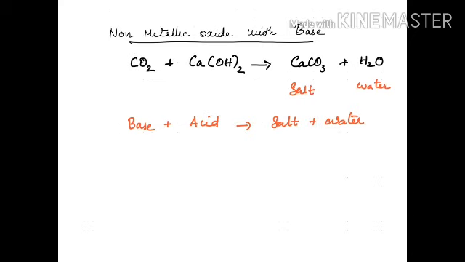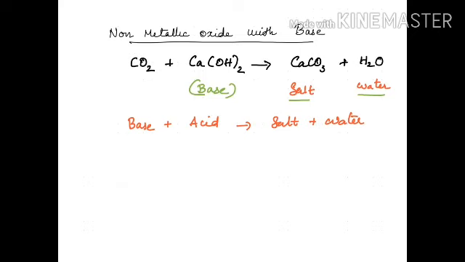Carbon dioxide plus calcium hydroxide. Calcium hydroxide is a base, right? So this is a base. Carbon dioxide, a non-metallic oxide, when it reacts with the base, will produce salt and water, right?